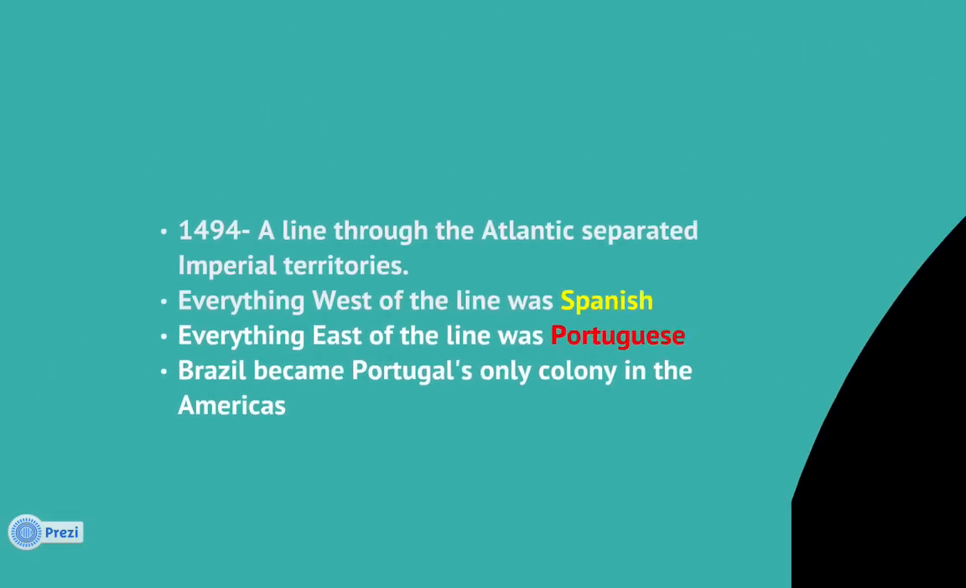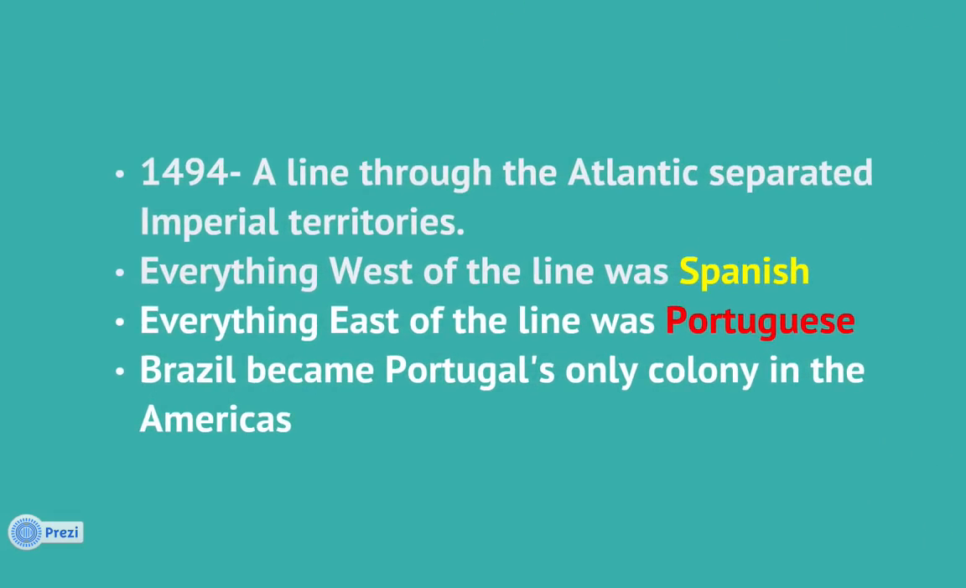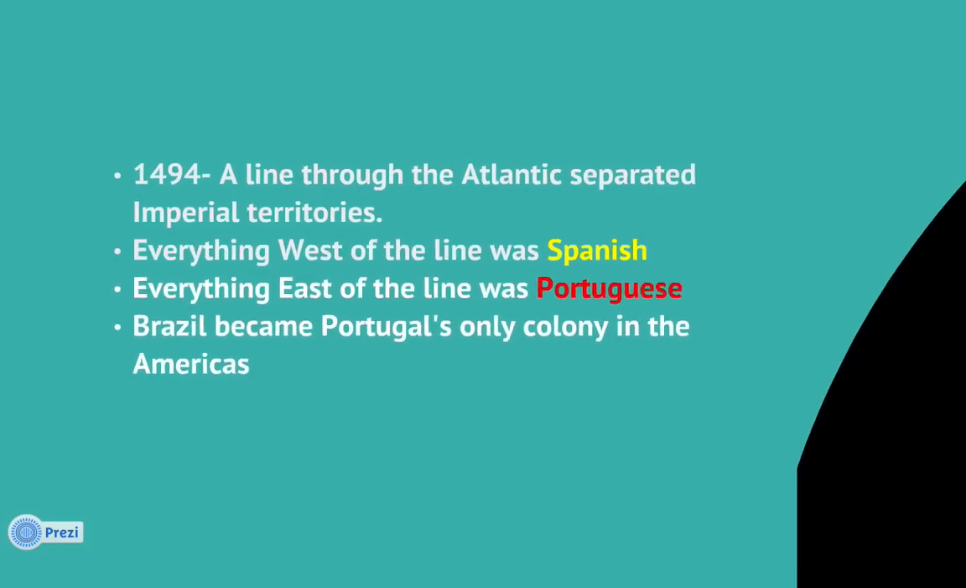So there's going to be the Treaty of Tordesillas. What you need to understand is that pretty much in 1494, the Pope is like, I'm going to draw a line down the world because the Spanish and Portuguese can't stop fighting. Everything to the west goes to the Spanish. Everything to the east goes to the Portuguese. And Brazil ultimately becomes Portugal's only colony in the Americas. And let me tell you why.